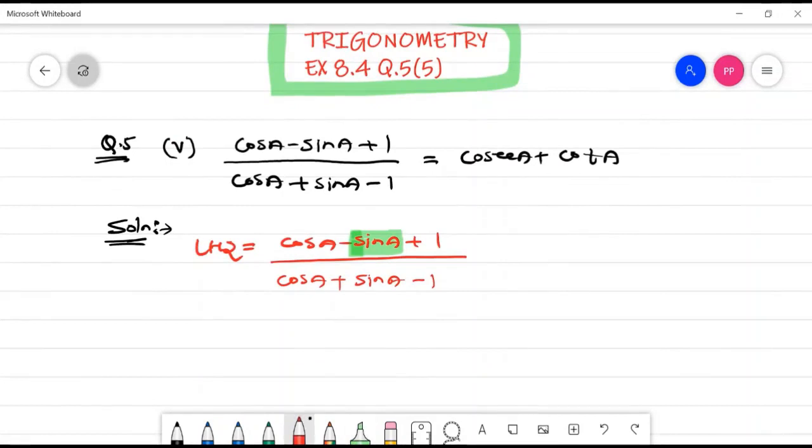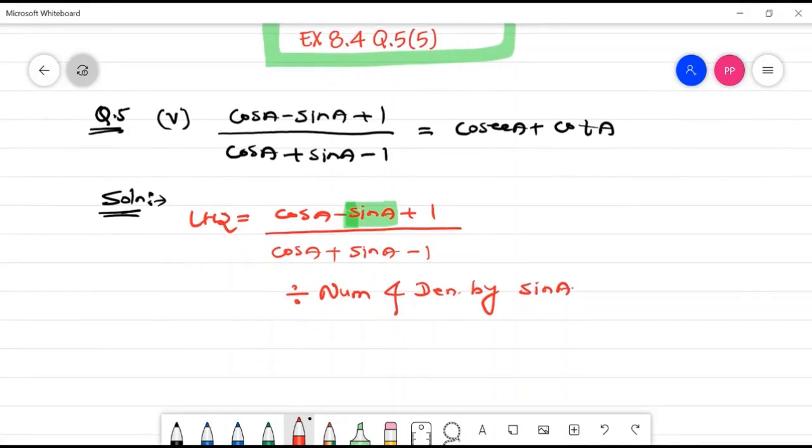Now, in these types of questions where the terms are the same in numerator and denominator, what we have to do is first find the term which has a negative sign. So sin A has a negative sign. So what we can do is divide numerator and denominator by sin A.